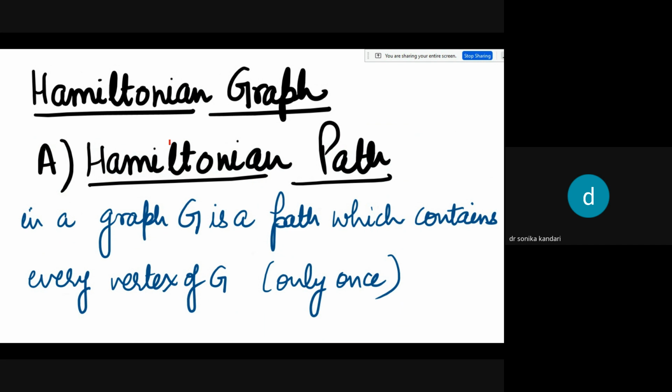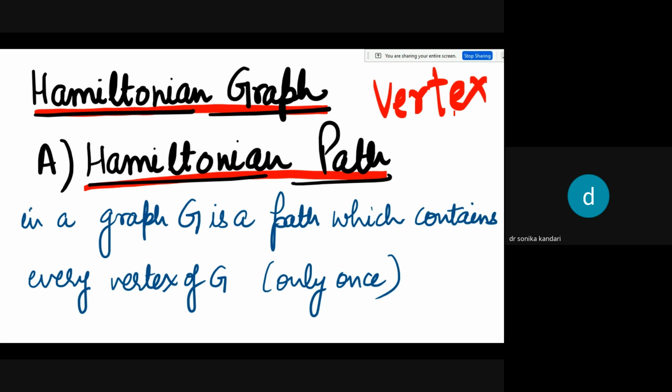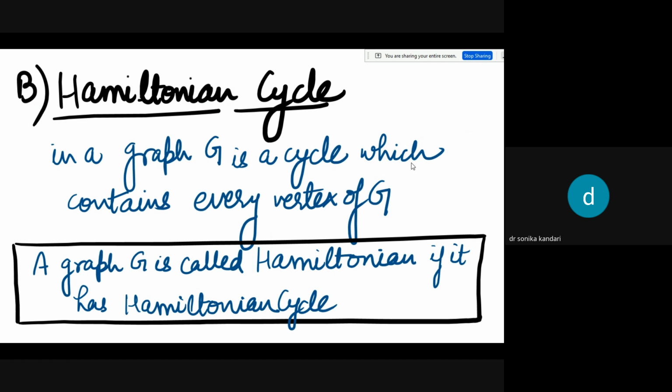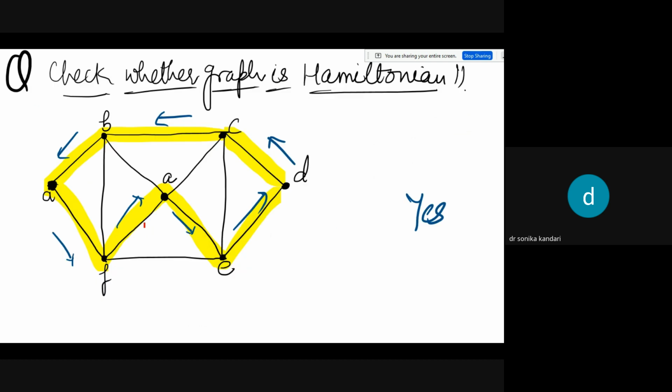Now coming on to Hamiltonian graph. A Hamiltonian graph will have a Hamiltonian path. And what is a Hamiltonian path? A Hamiltonian path is a path which covers every vertex of the graph exactly once. Here we are concerned about the vertex, not the edge. And this is known as a Hamiltonian cycle.